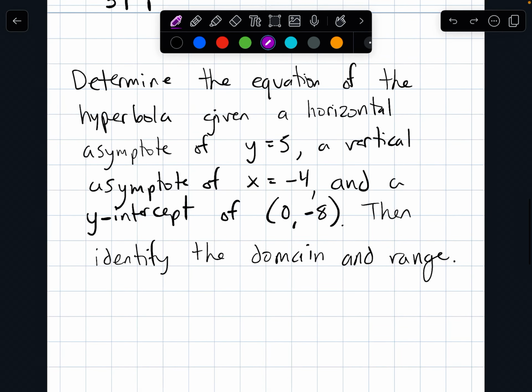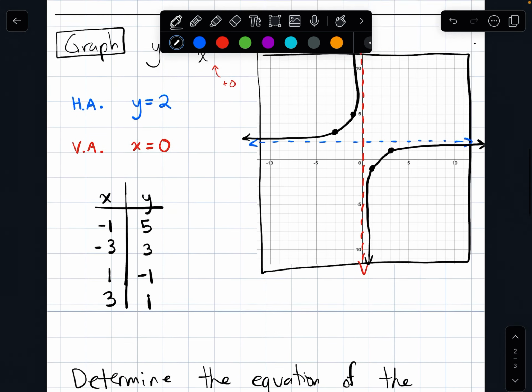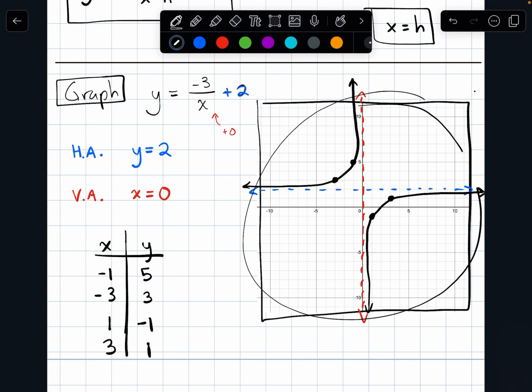This next problem is a little bit different. It's kind of reverse engineering. So here we're asked to determine the equation of the hyperbola. Hyperbola is a new word here. You maybe haven't heard of that. Hyperbola is just this shape. All right, so all of our rational functions for now that we're talking about are going to have this shape, which we call a hyperbola.